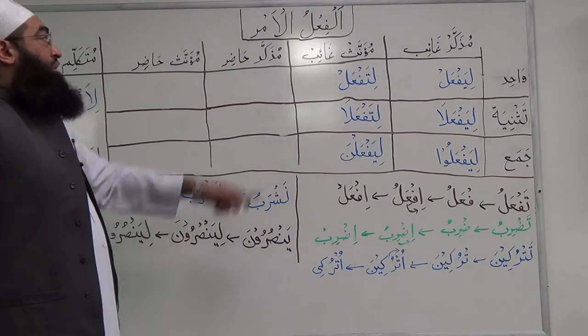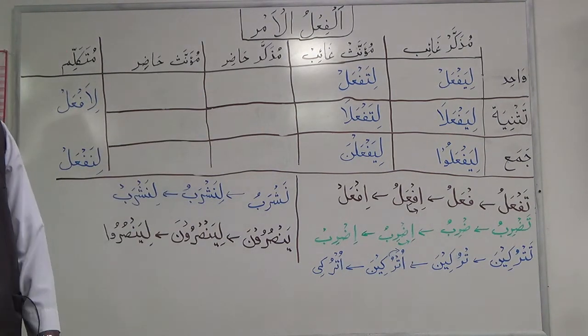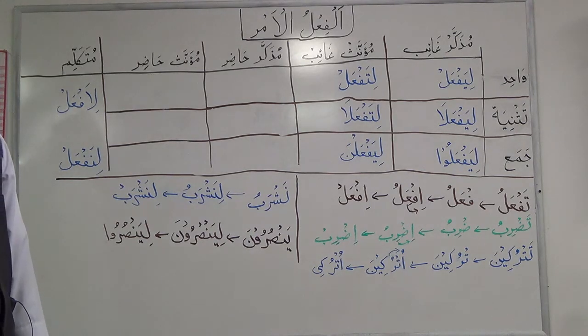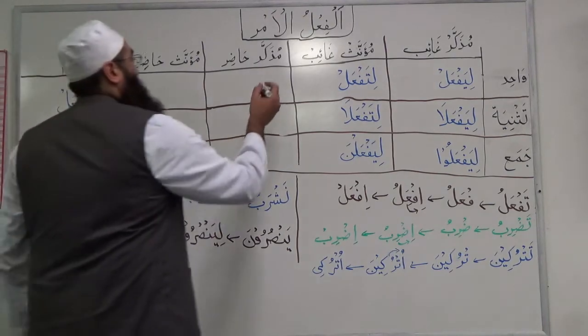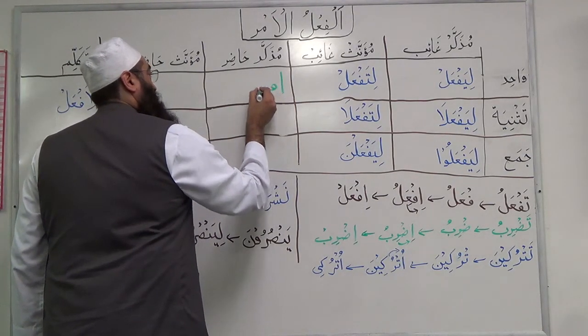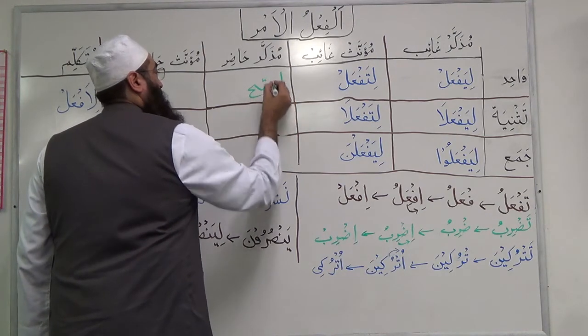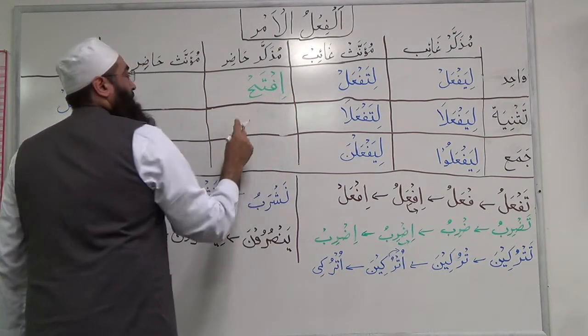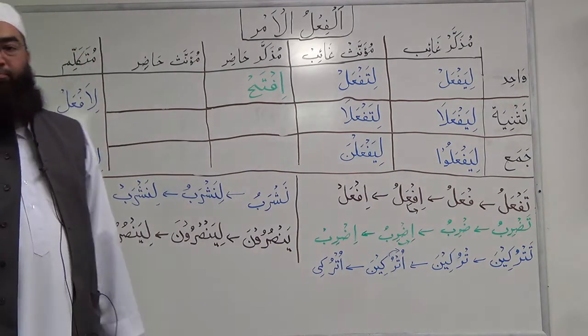So wahid mudhakkar hadir. I already said it, so I should know it now. No? How do you say it? Iftah. Okay? So iftah al-bab. So iftah. Alright. Alright, you two men, open the door.